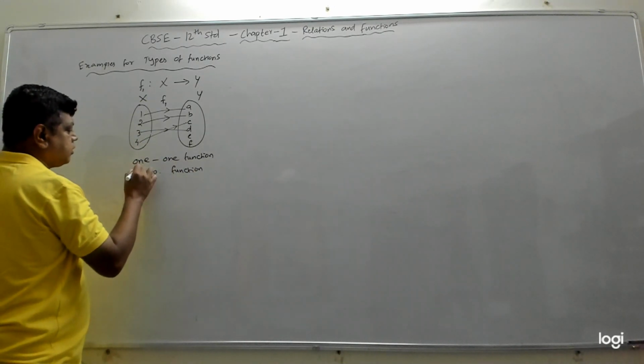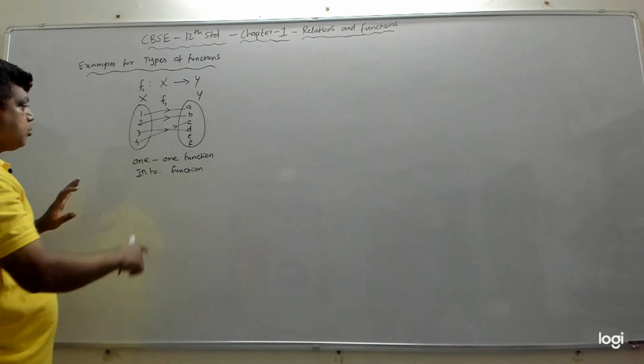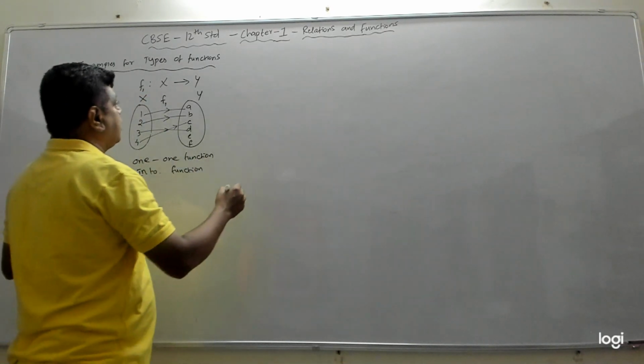It's not an onto function. When you call this an into function. So this is an example of a function which is one-to-one but into. It is a one-to-one and into function. Now let's take the second function.